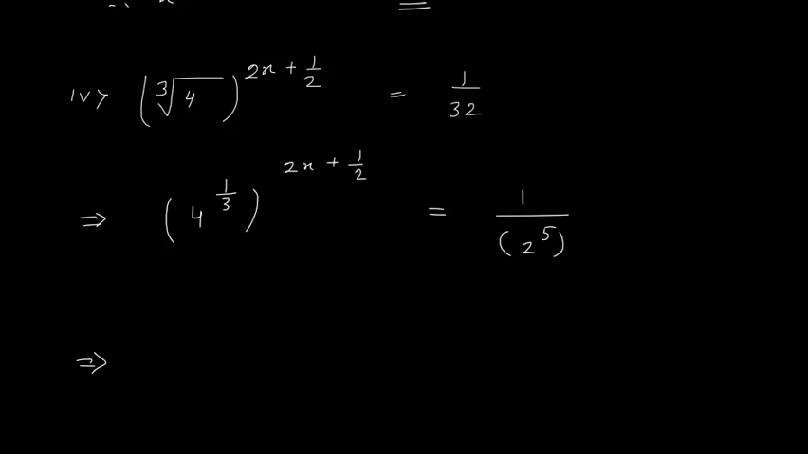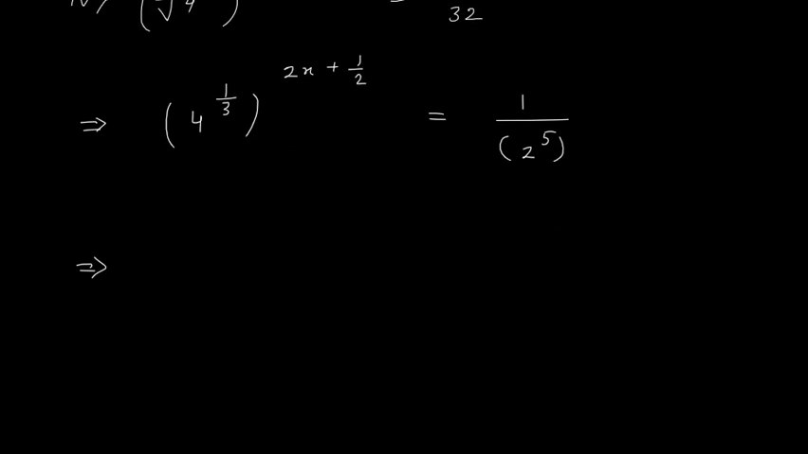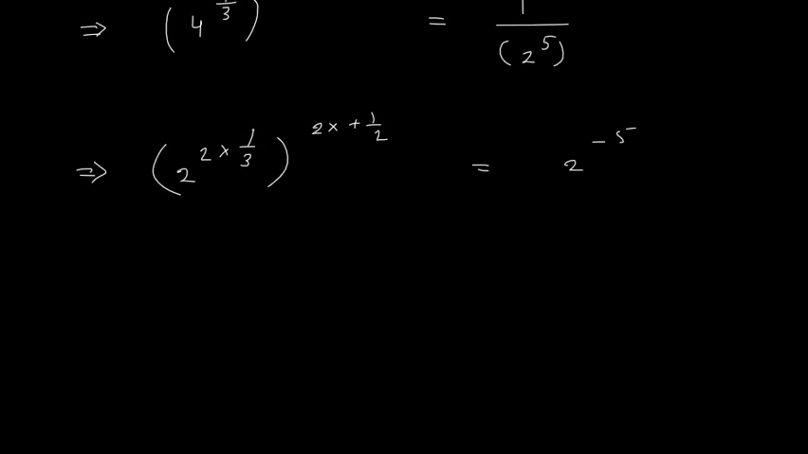So this implies, now this 4 power 1 by 3, this 4 can be written as 2 power 2. So this is 2 power 2, and then we have power 1 by 3, so it is multiplied. The whole power we have 2x plus 1 by 2, and here I can write this as 2 power minus 5. In the denominator we have 2 power 5, so when it goes in the numerator it becomes 2 power minus 5. This implies 2 power, now this is 2 by 3, it is going to be multiplied by 2x plus half, and on the right side this is 2 power minus 5.